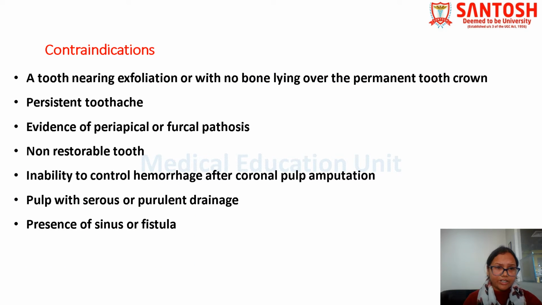So the contraindications include a tooth nearing exfoliation or with no bone lying over the permanent tooth crown, if there is persistent toothache, if there is evidence of periapical or furcal pathosis, if the tooth is not restorable, if there is inability to control hemorrhage after coronal pulp amputation. In such cases we will proceed for pulpectomy rather than opting for pulpotomy. Also, pulp with serous or purulent drainage or presence of sinus or fistula.